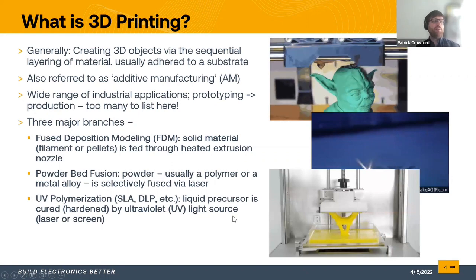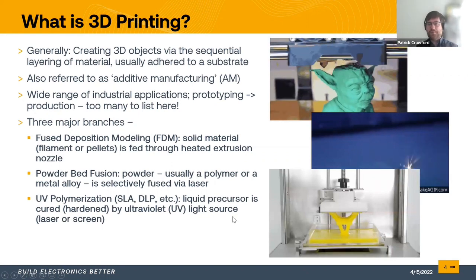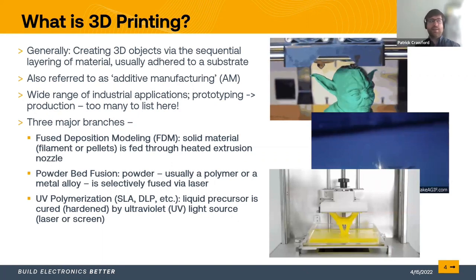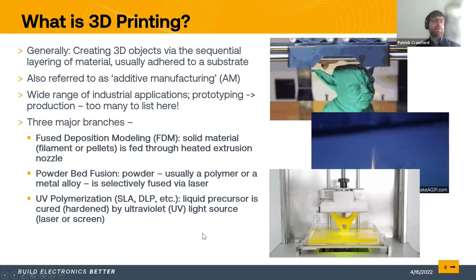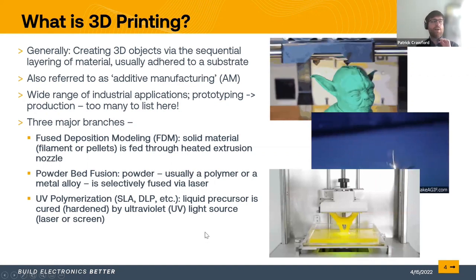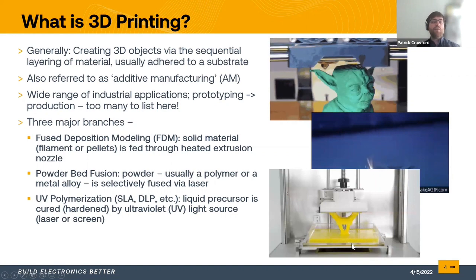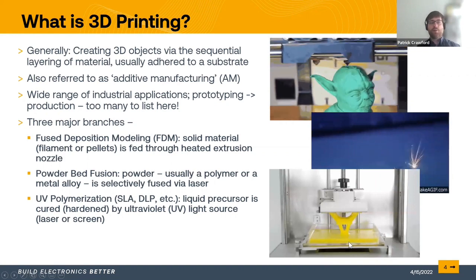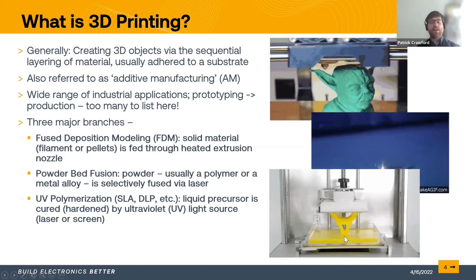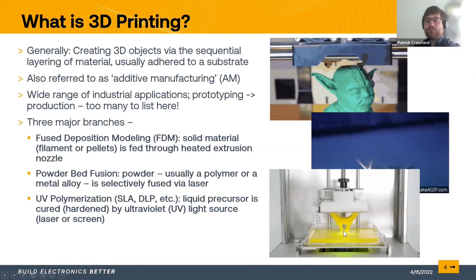And then UV polymerization. So SLA, DLP, again, we'll get into those initializations. A liquid precursor is cured or hardened by an ultraviolet light source. In this case, there's an ultraviolet light below here, and it is hardening kind of as it moves up.